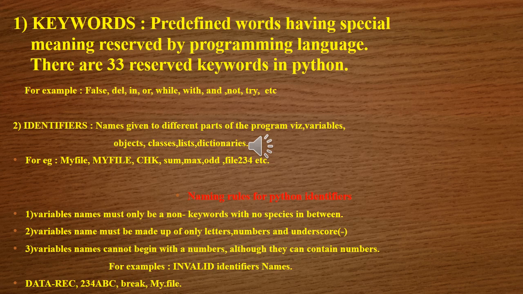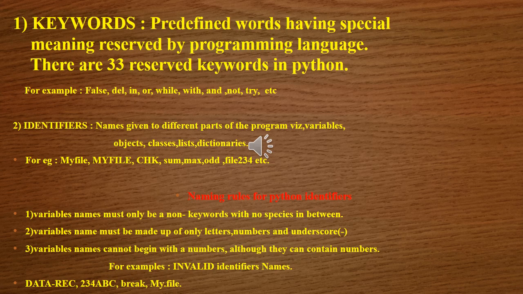Friends, there are 33 reserved keywords in Python. Some examples of keywords are for, till, in, or, while, with, and many more. Many more keywords are available in the Python programming language. Keywords are basically used as reserved words. I am again telling you the point that they can never be used as an identifier or variable. Keep this point in your mind.